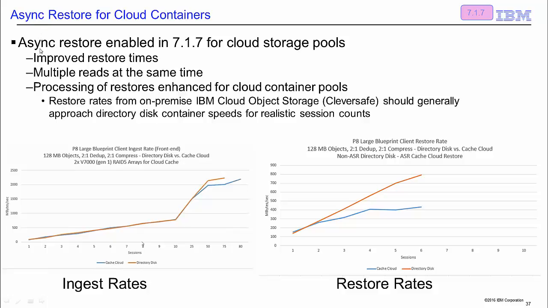So in conjunction with our large object uploads and our async restores, we did see an increase in our performance times for writing data out there. You'll see here on slide 37, the writes out to a directory container versus out to the cloud are pretty close. The restores are still a little bit slower, but the performance has shown improvements with the async restores.